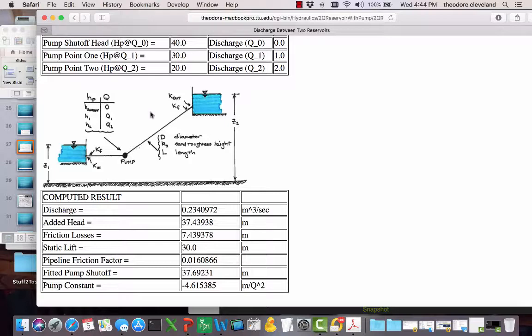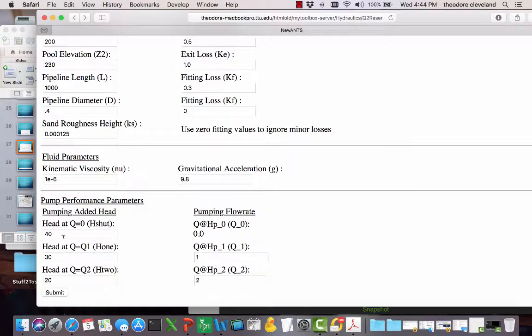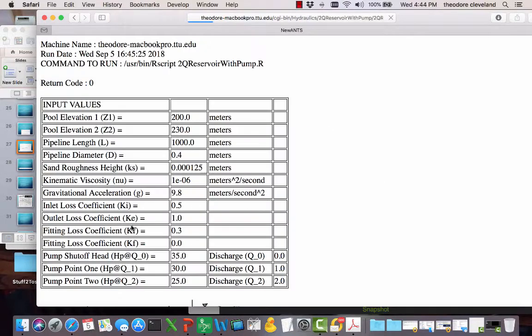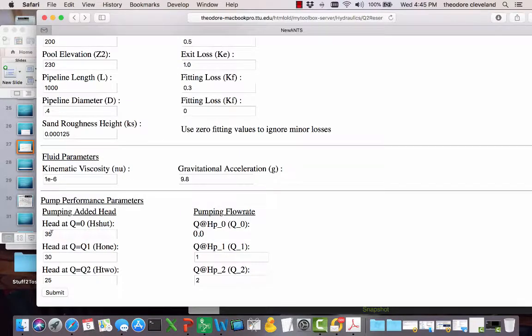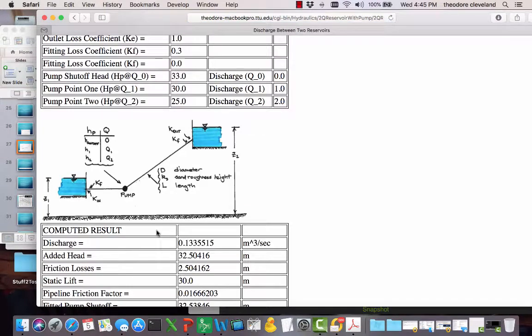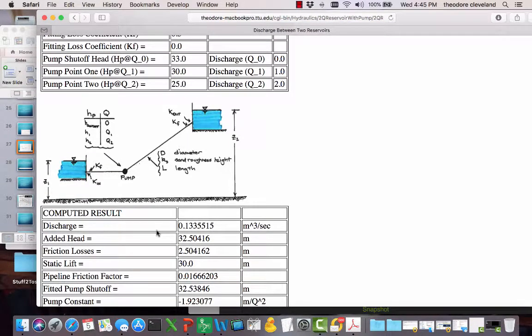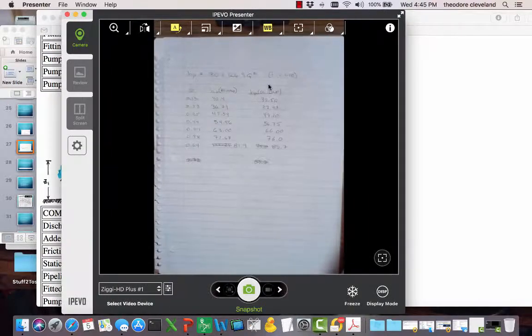Now it's going to take a little trickiness as we're getting close to shut off here at 35, 30, 25, changing the pump curve a bit because I want to try to get, ooh, pretty close. At 0.116 is 33. Let's see if I can slightly reduce that. Ooh, I like that. So 0.013 and I get 32.50. Okay, let's go back to the overhead and look at the results.